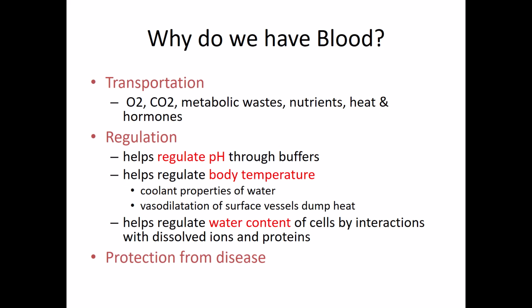So we have blood for transportation of substances. Largely, we know oxygen and CO2. Also transports metabolic waste, heat, which is also a byproduct of ATP production. Also nutrients to our cells, as well as chemicals like hormones or drugs.